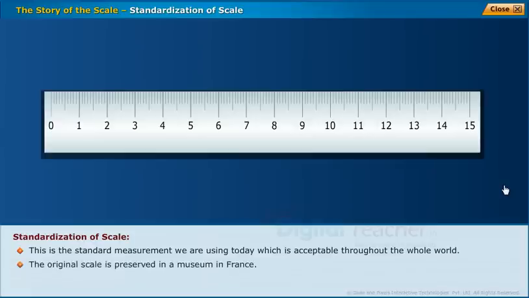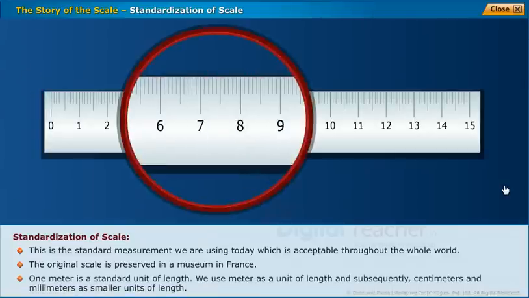The original scale is preserved in a museum in France. 1 meter is a standard unit of length. We use meter as a unit of length and subsequently centimeters and millimeters as smaller units of length.